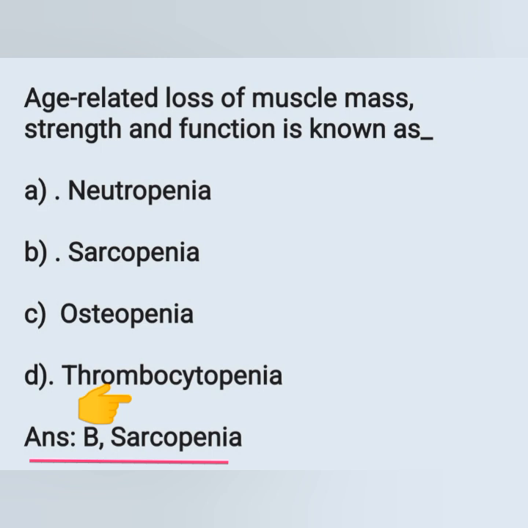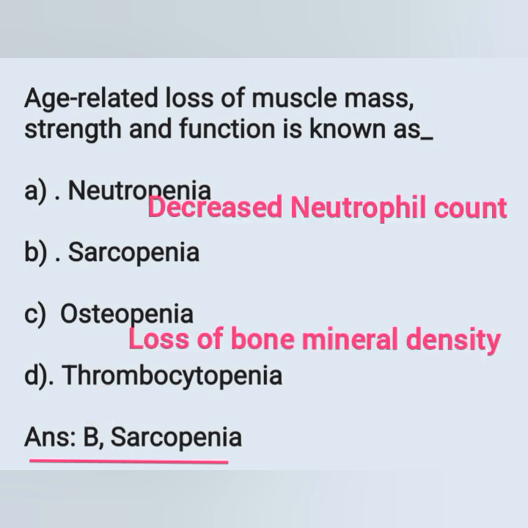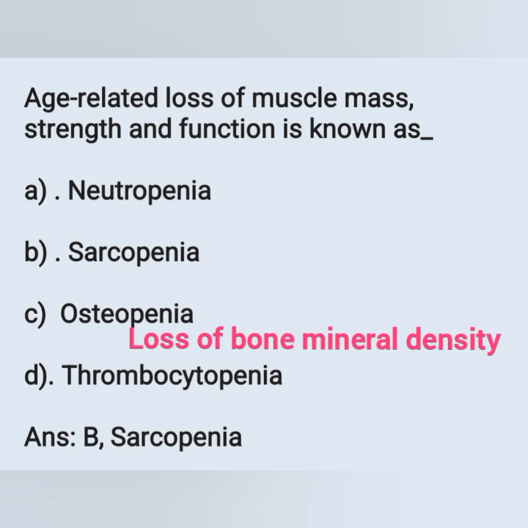First option, neutropenia, means a decrease in the neutrophil count. Osteopenia, option C, means a loss of bone mineral density, which may lead to loss of strength of the bone. And thrombocytopenia means low platelet count. Here the correct answer is sarcopenia.